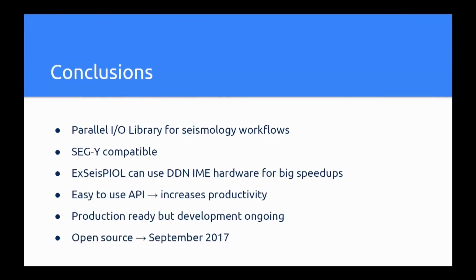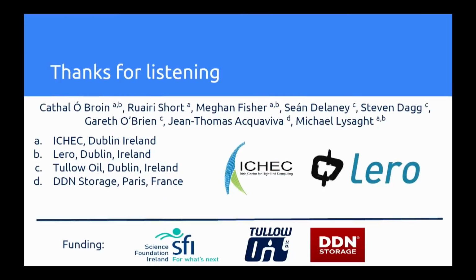So in conclusion, the parallel IO library that we've been developing is ready for seismology workflows. It's SEG-Y compatible. It can use DDN IME hardware for burst buffer use. It's an easy-to-use API that can help increase productivity. It's production ready, but development is ongoing, and it's going to be open sourced in September 2017 as well. Thanks for listening.